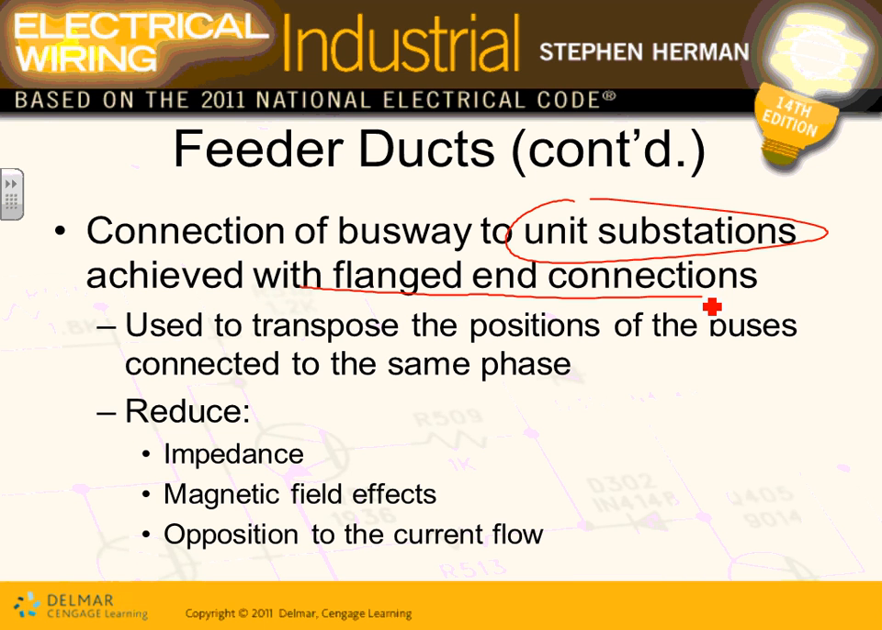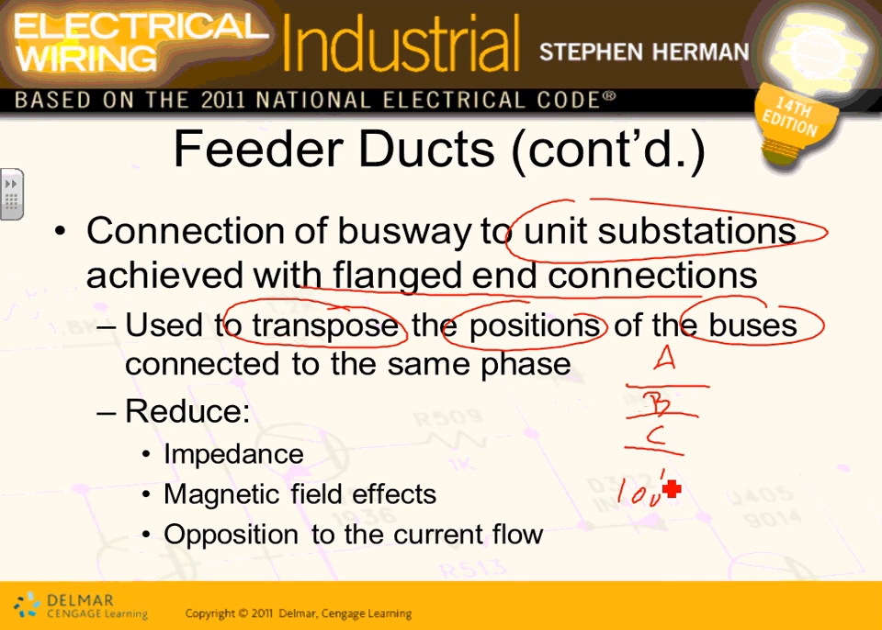There's something called transposing the position of the busway. Transposing the position of a busway, guys. So if this is phase A, this is phase B, this is phase C, what they do is they let them run, say, for 100 feet this way, and then they go back and make them, let's say, C, A, and B. Can you guys see that? They transpose them. They put them in a different position by transposing them.